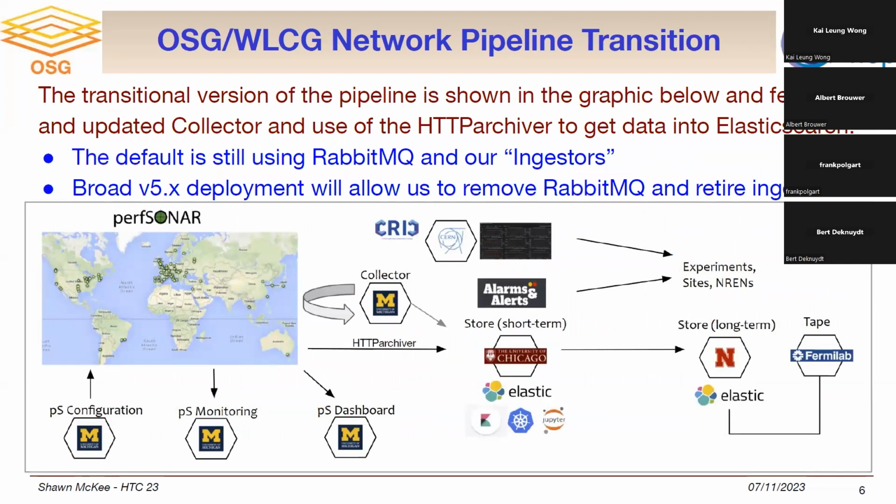This is what the pipeline looks like. It's a transitional pipeline because we do have a component here, which is the collector that's still running. Meanwhile, we have this HTTP archiver that allows the toolkits to directly write. You can see there's a lot of components here. These are part of the infrastructure that manages, configures, and monitors things, and eventually gets data into Elasticsearches that we can actually look at the data with.